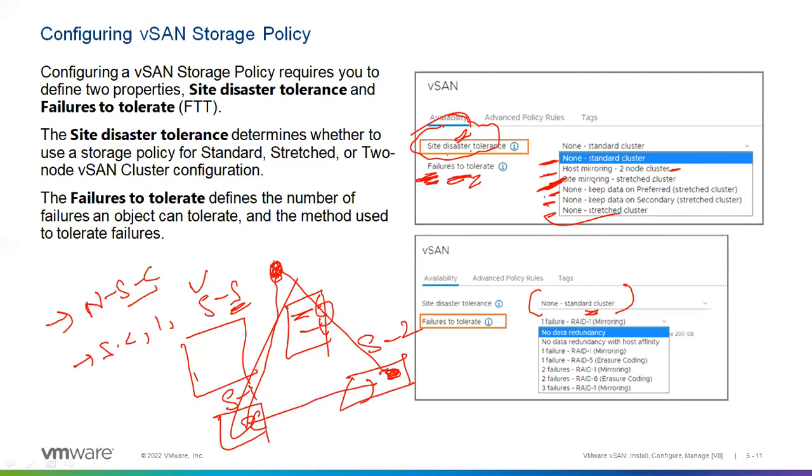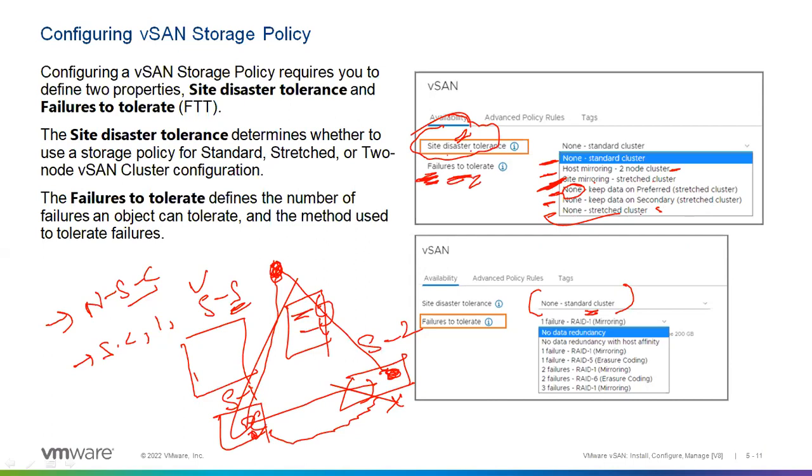Now it is saying your cluster is still stretched, but your data should be written on the primary site only. It means the cluster is stretched, but its mirror copy will not replicate to the secondary site. In the same way, you can keep the data only on the secondary site. Only on one site.